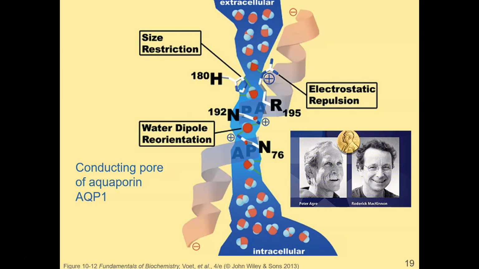Peter Agre and Roderick MacKinnon won the Nobel Prize for determining the structure of aquaporins, because before aquaporins were discovered, it was known that water could cross membranes, and water is polar. And the idea was that water would pass just by simple diffusion, just because there was so much of it. So their discovery of transport proteins that accomplish this process in a very specific way was groundbreaking.